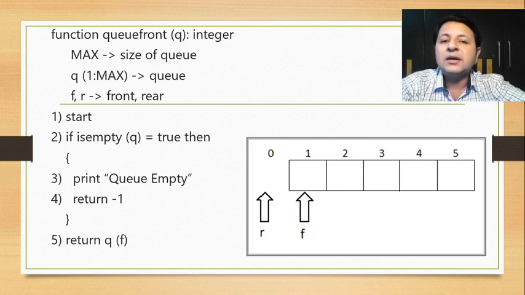Now clearly see here that my queue front is not incrementing the value of f. So my f remains as it is, and that's the reason the element which is being sent as queue front still remains as a frontmost element of the queue. Right? So that's the basic difference between delete and queue front.